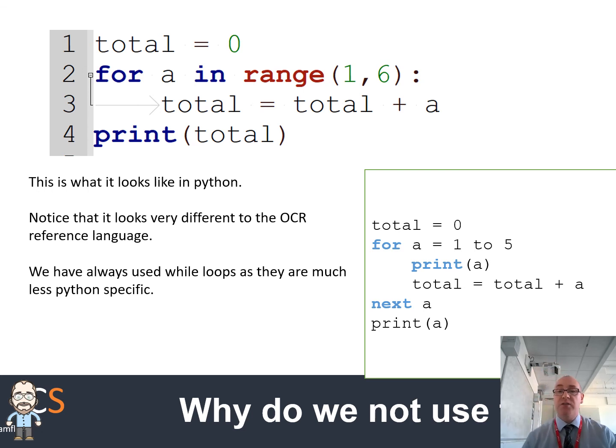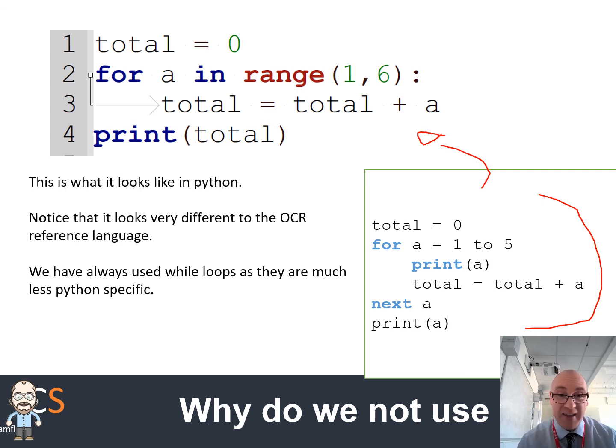And just the last thing to say is why don't we use for loops? Why on earth would we have to learn while loops instead? Well, the reason why is Python doesn't have for loops really, not in the same way as the OCR reference language. So this bit of code here that I've shown you already, this is how you'd write it in Python using a for loop. So for loops do exist in Python, but they just work really differently. I'm not going to spend ages explaining the exact intricacies of how for loops work in Python. What I will say is just look at it. It's much different, isn't it?